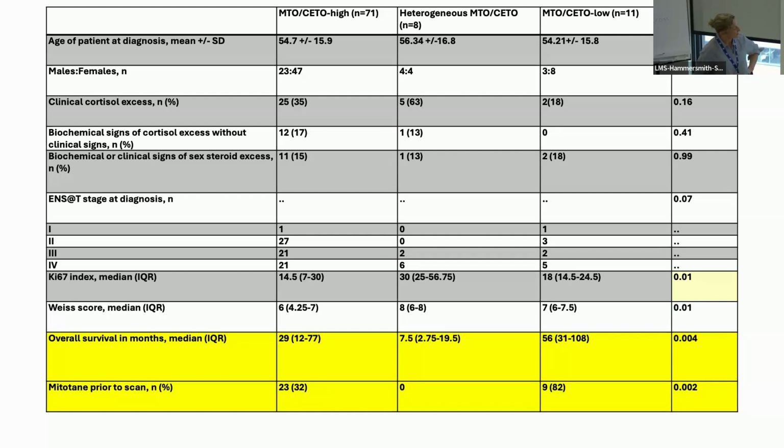The main differences are highlighted in yellow at the bottom, in that the overall survival was much shorter in the patients with the heterogeneous imaging phenotype. But you will note that most of these patients had either stage 3 or 4 disease at presentation in the heterogeneous imaging phenotype, and none of those patients had been treated with mitotane, whereas almost all of the patients in this column here who had the homogeneously low CTO uptake had been treated with mitotane. The other difference between these cohorts was that patients in the heterogeneous imaging phenotype also had a higher Ki-67, with a median Ki-67 of 30% in this cohort.